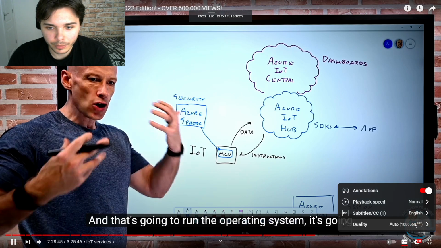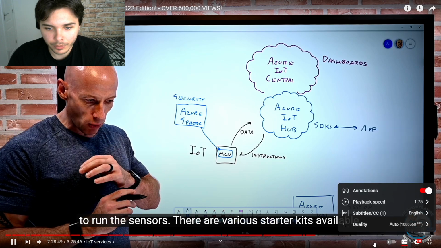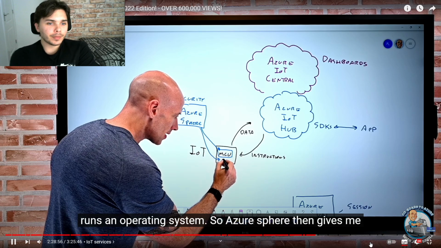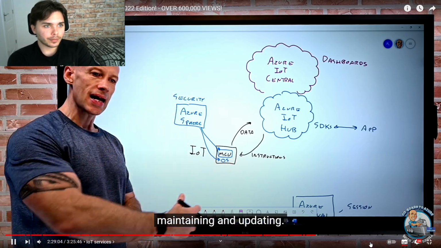And that's going to run the operating system. It's going to run the sensors. There are various starter kits available. There are Azure Sphere certified microcontroller units. And then this runs an operating system. So Azure Sphere then gives me the OS. It's a customized Linux kernel. But once again, it's something that Microsoft is responsible for maintaining and updating.